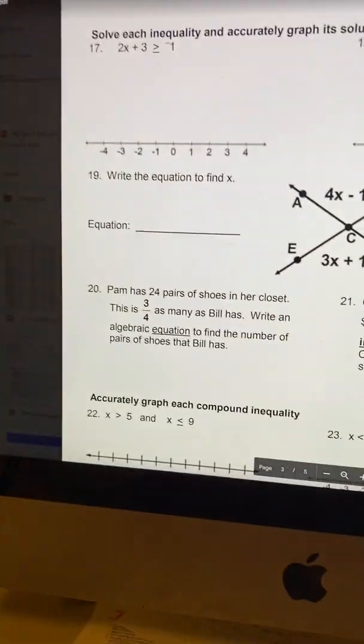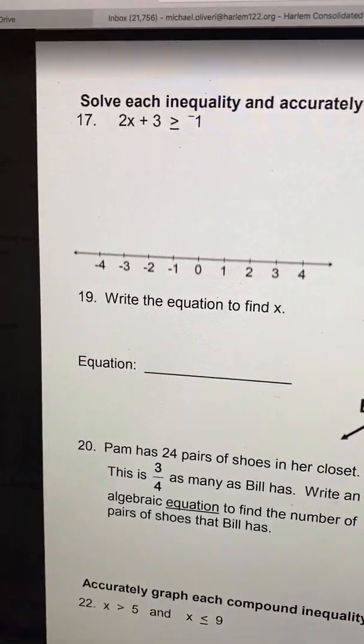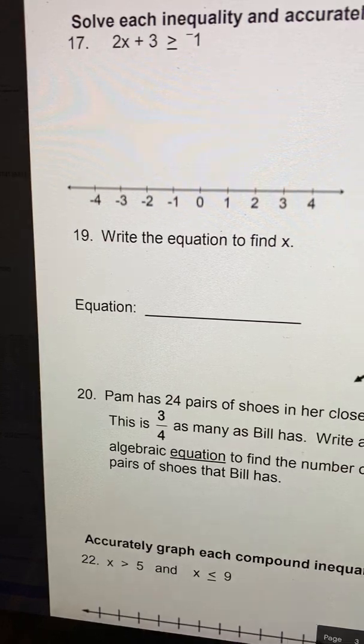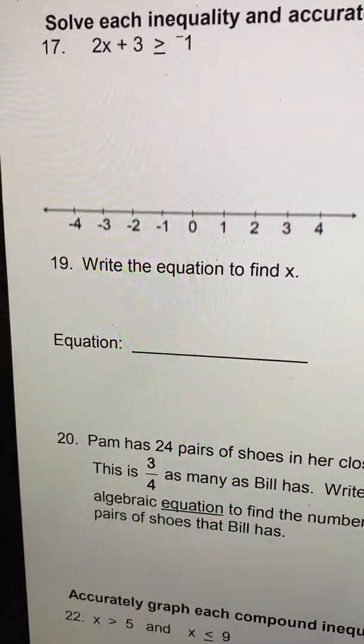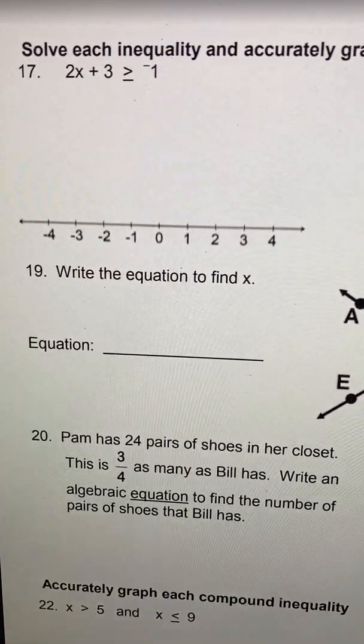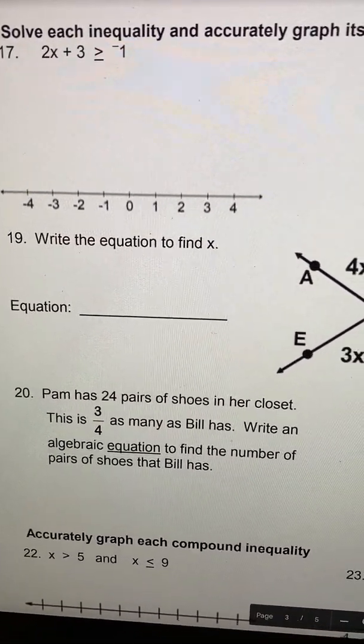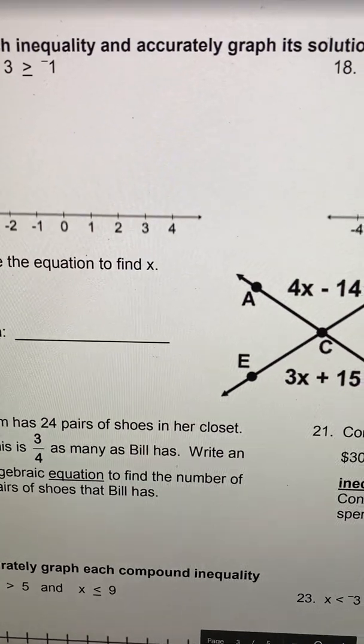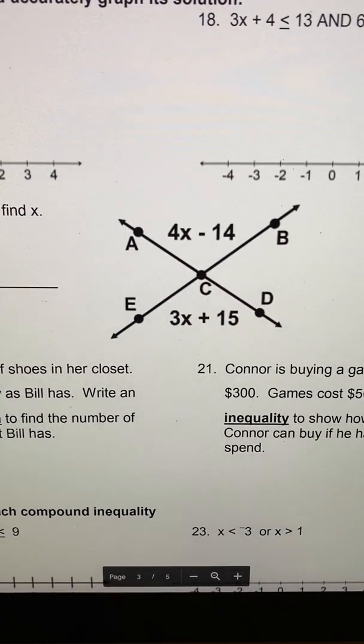Page 3. We're going to start off with number 17. An inequality, but this one requires you to graph. The earlier ones didn't require graphing, now they do. 2x plus 3 is greater than or equal to negative 1.